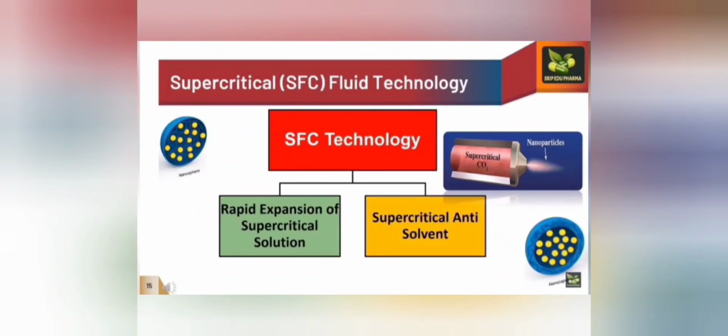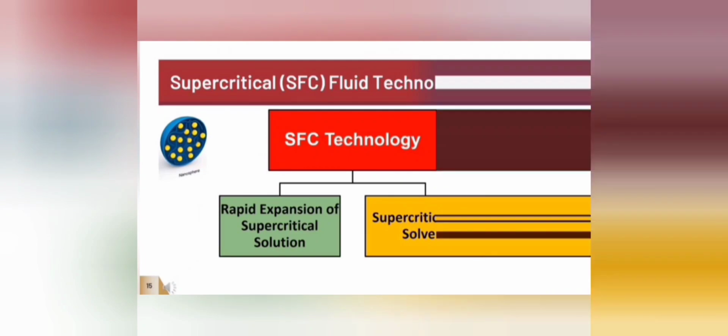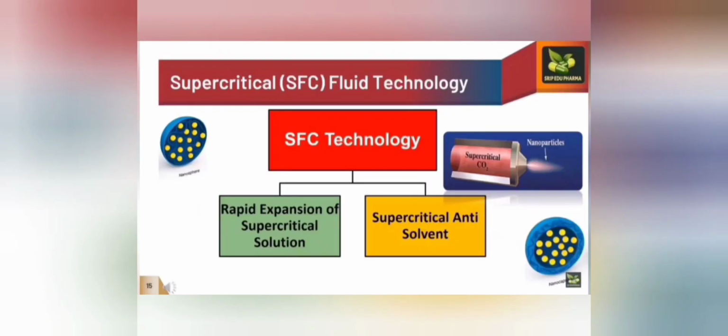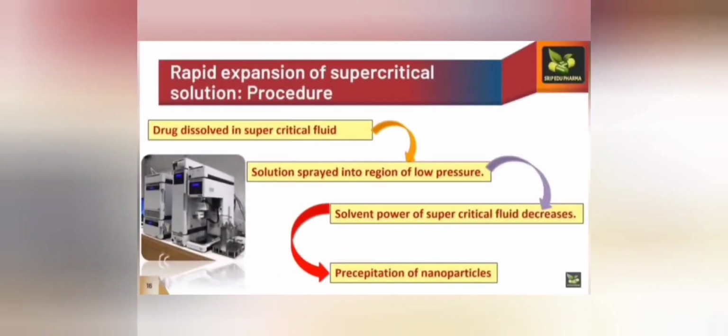I'm telling about methods of preparation of nanoparticles. Supercritical fluid technology for the formation of nanoparticles. Supercritical fluid technology, the short term is SCF. It is divided into two types: rapid expansion of supercritical solution and supercritical anti-solvent. These are two different techniques under supercritical fluid technology with the help of which we can prepare nanoparticles.